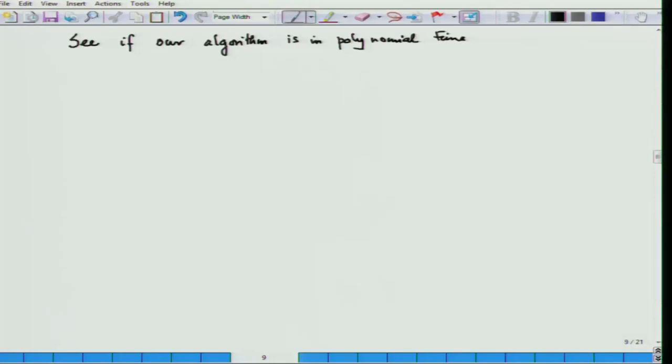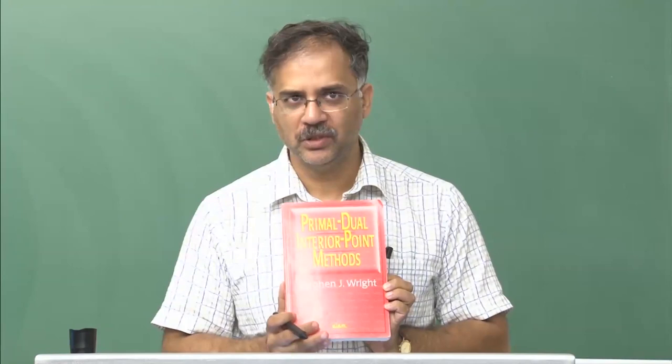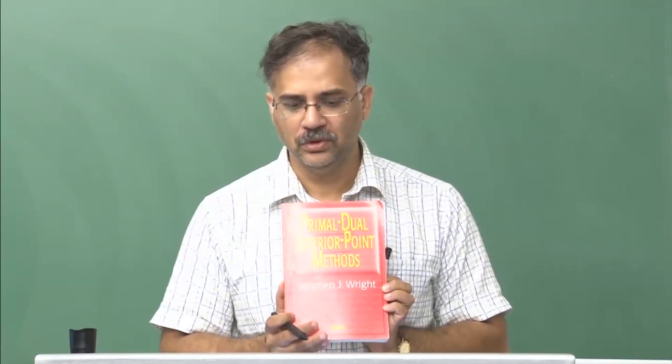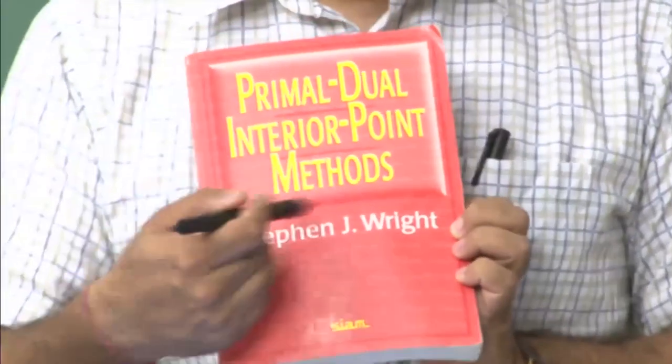So, let me start with this complexity result. The statement goes as follows, and this is from the book Primal Dual Algorithms for Interior Point Methods by Stephen J. Wright. It would be good if you have a look at the book. I am showing it, which I think is a much better technique than writing it down. You could see the whole title, the publisher and the author.